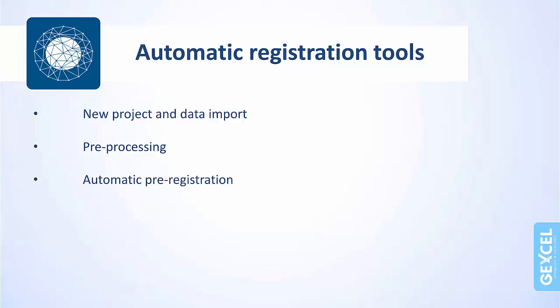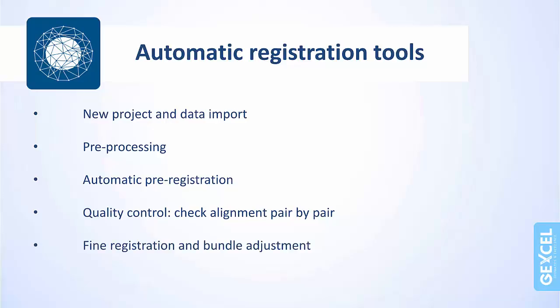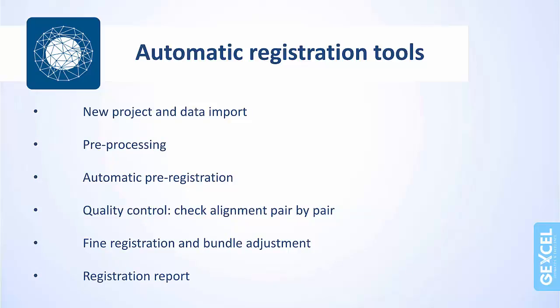The third step deals with how to move all scans in a state of course registration without any target, sphere or reference point. The fourth step shows how to interactively control the quality of the previous pre-registration step, by comparing pre-aligned scans pair by pair. As fifth step, it will be shown how to run the final fine registration including a global bundle adjustment. With the last step you will learn how to interpret the final registration report and evaluate the registration quality.